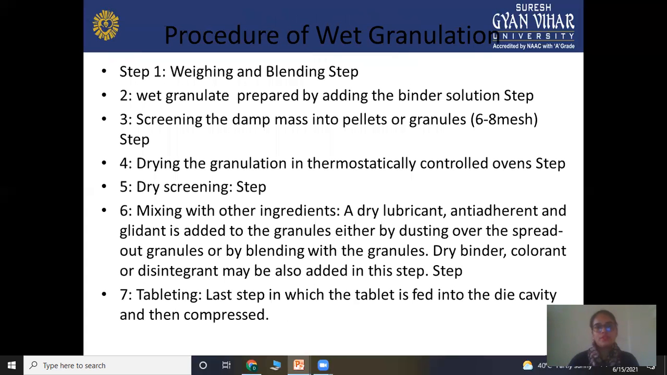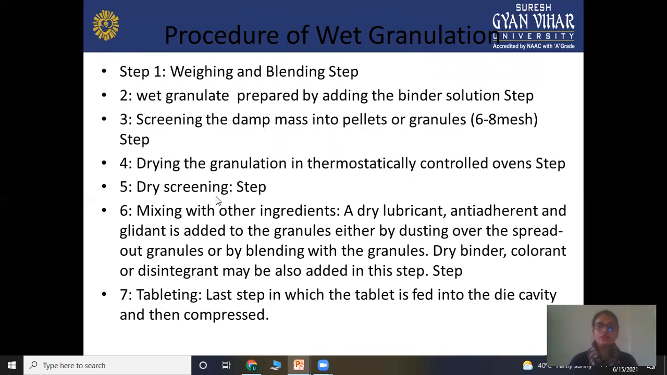Next is the procedure of wet granulation. In this, the first step is weighing and blending. Second, the wet granulate is prepared by adding the binder solution. Third is screening the damp mass into pellets or granules, and drying the granulation in a thermostatically controlled oven.